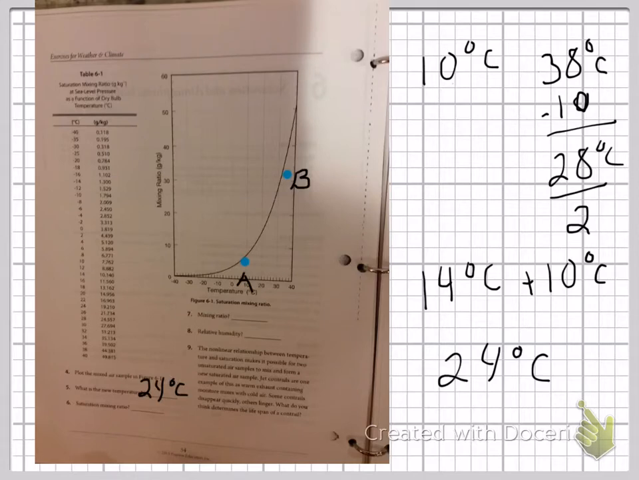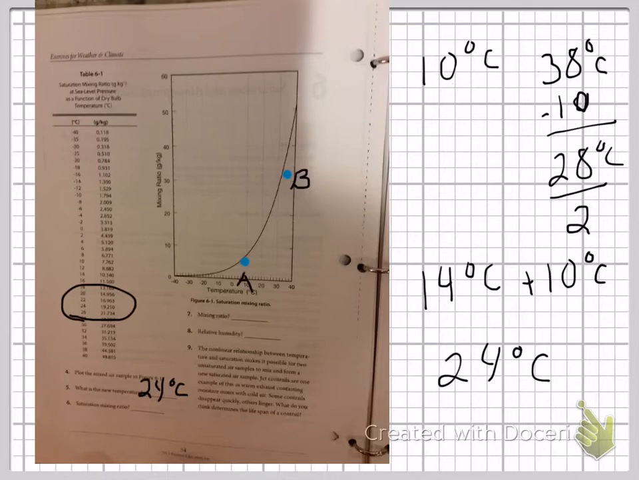What's the new saturation mixing ratio? Well, that we're just going to look up in this table right above. So at 24 degrees Celsius, I'm going to look up my number for 24 degrees Celsius, and you can just write that in. That is to find the new mixing ratio.